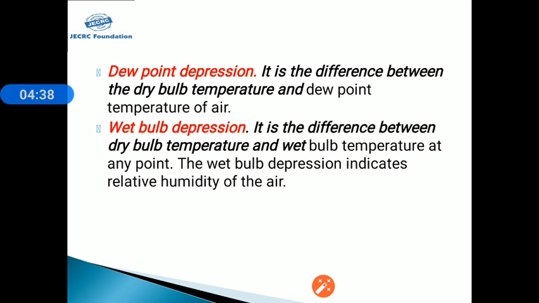Dew point depression is the difference between the dry bulb temperature and the dew point temperature of air, or we can say it is the difference between DBT and DPT. Wet bulb depression is the difference between the dry bulb temperature and the wet bulb temperature, and at any point the wet bulb depression indicates the relative humidity of the air.